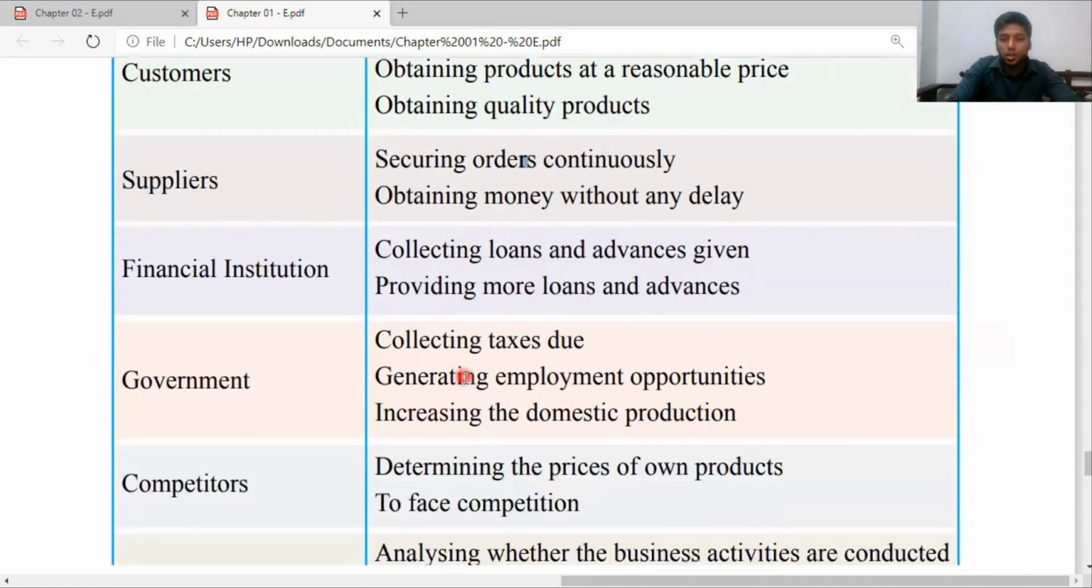Financial institutions, collecting loans, advances, gains, providing more loans and advances. So they want to give loans, they want to get loans. But I said financial institutions not only give loans, they can also give advisory services, but they get paid for all these services they do.